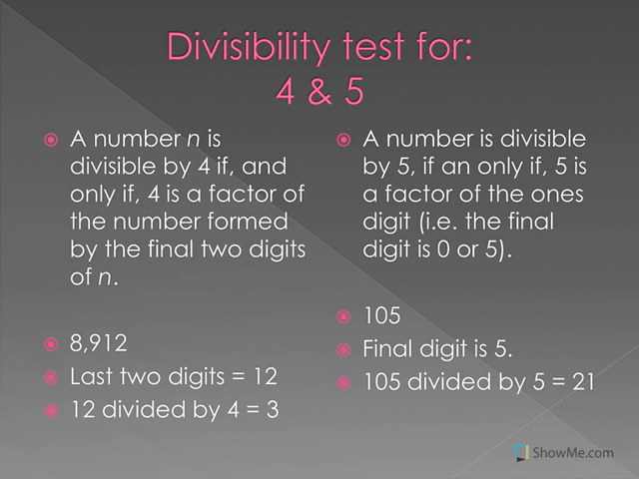A number is divisible by 5 if and only if 5 is a factor of the ones digit. The final digit is 0 or 5. 105, the final digit is 5. 105 divided by 5 is 21.